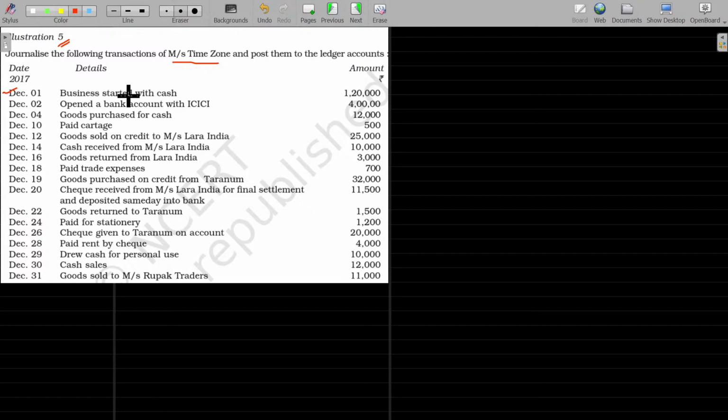On 1st December, business started with cash. On 1st December, the journal entry will be cash account debit to capital. The value being 1,20,000.